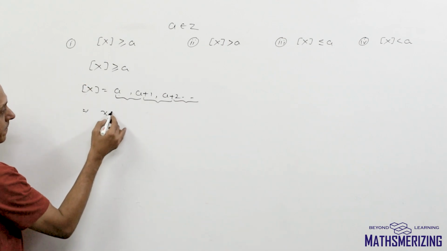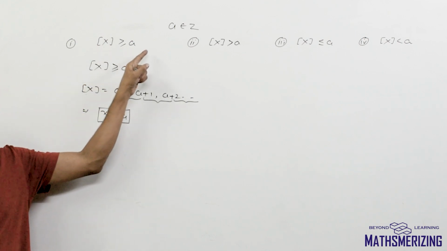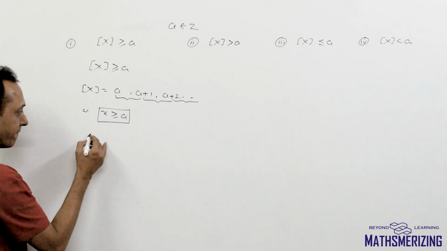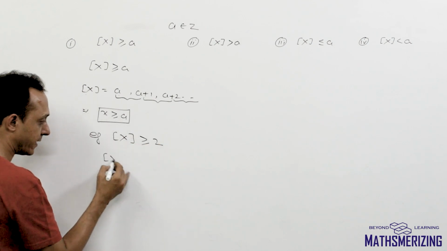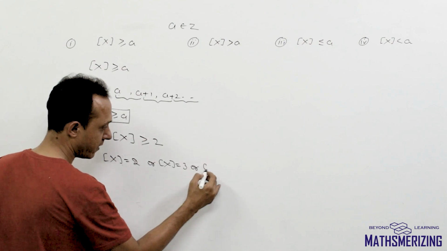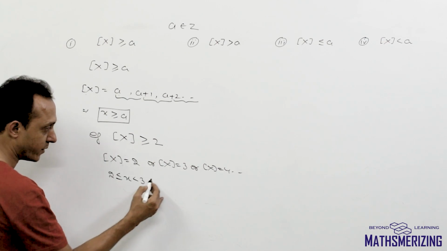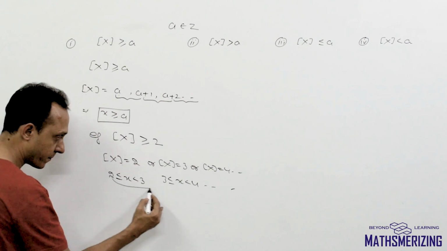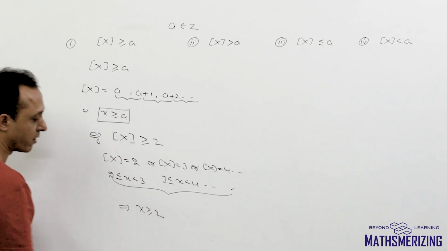So if I look at this equation, then I know that x should be greater than or equal to a. So if greatest integer function of x is greater than or equal to a, then the simple result will be x should be greater than or equal to a. Say for example, greatest integer function of x is greater than or equal to 2. So either greatest integer function of x is 2, or 3, or 4. It is 2 when x lies between 2 and 3. It is 3 when x lies between 3 and 4. It will go on. So it will start from 2 and go all the way up to infinity. So the answer to this question will be simply x should be greater than or equal to 2.